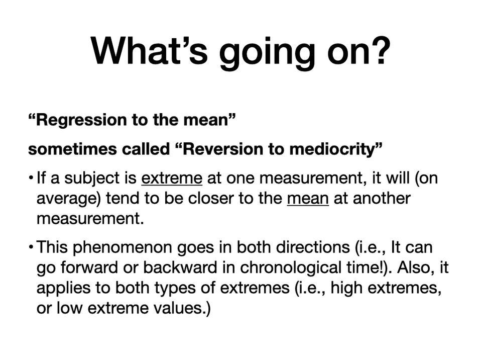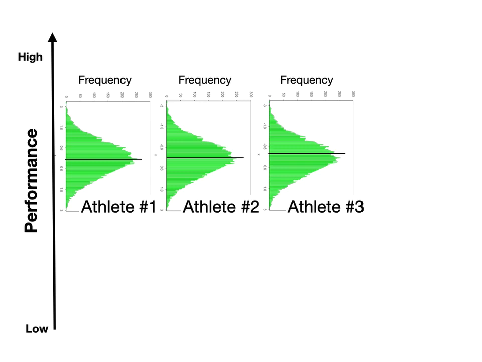This phenomenon is called regression to the mean, and it's sometimes also called reversion to mediocrity. What this principle says is that if a subject is extreme at one measurement, on average, it's going to tend to be closer to the mean at another measurement. This phenomenon goes in both directions. It can go forward or backward in chronological time. It can apply to both types of extremes, high extremes or low extremes. So I'm going to try to flesh that out for you in the next few slides.